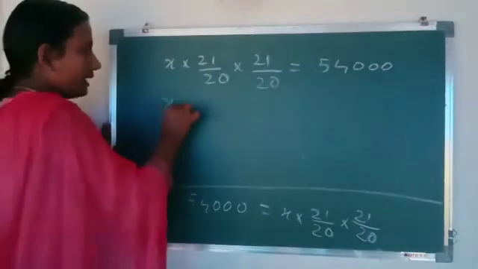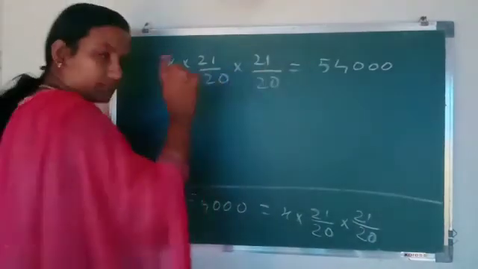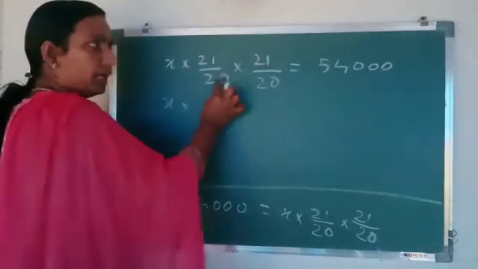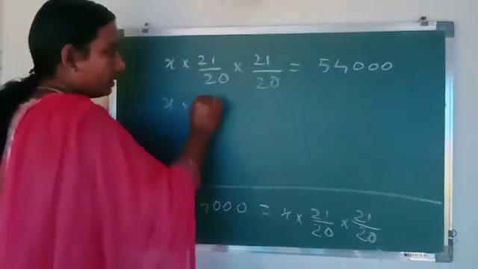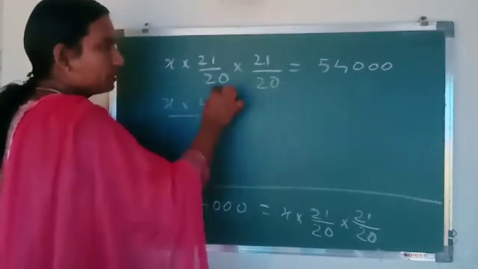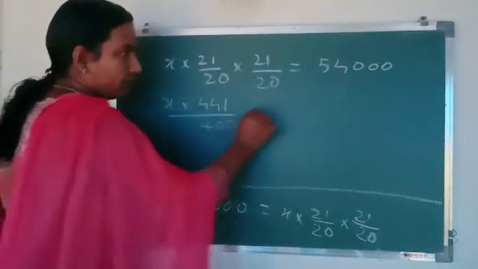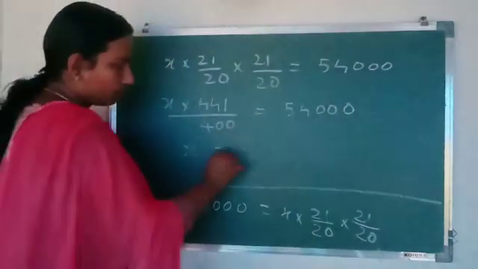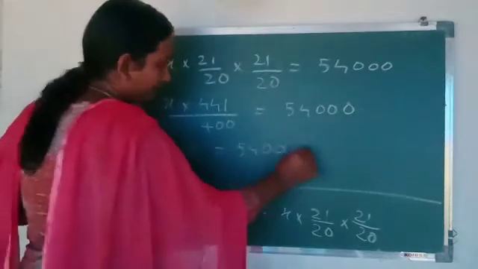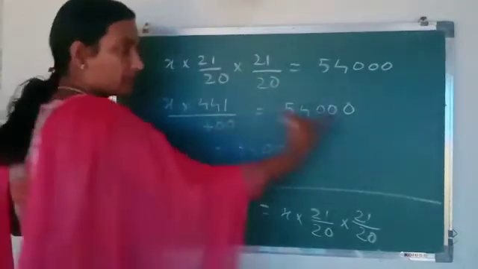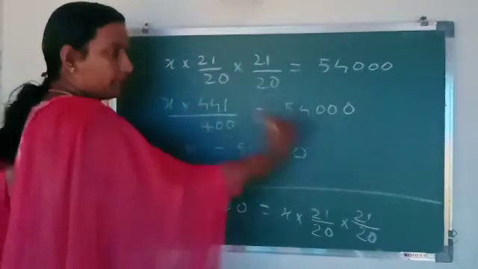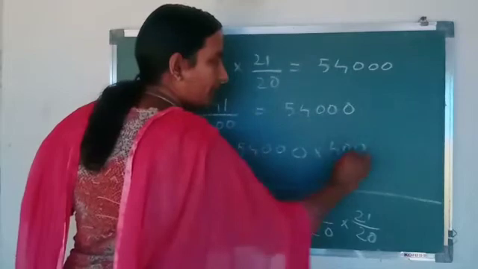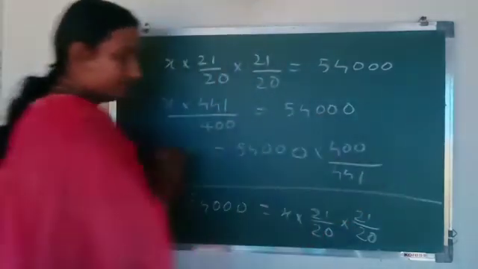So that is X into 21 into 21 by 20 into 20. First step, cancel the common factor. There is no common factor, so multiply the numerators together and the denominators together. 21 into 21 is 441, by 20 into 20 is 400, is equal to 54,000. Therefore X is equal to 54,000, and 441 by 400 is transposed to the RHS. Multiplication becomes division, so take the reciprocal, into 400 by 441.